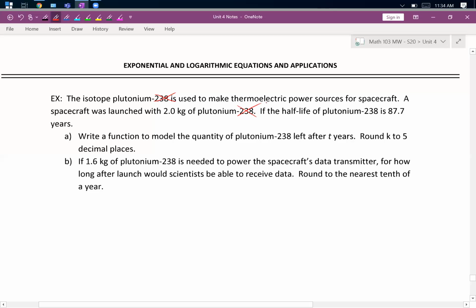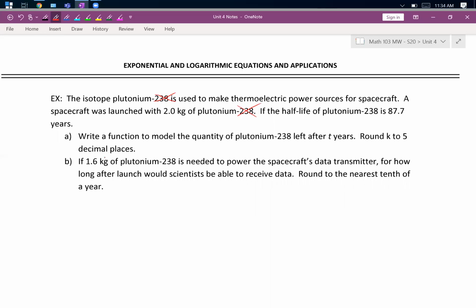So the 238 is not a number that's going to matter for us mathematically. It's just part of the name. It's plutonium-238, so don't get caught up in that. What a half-life is: how long does it take for half of a substance to disappear, to dissipate, to be absorbed, to evaporate, whatever, for it to go away. So how long it takes for half of it to go away.